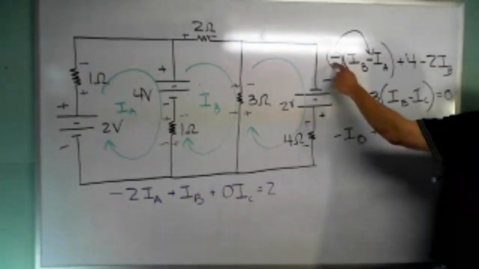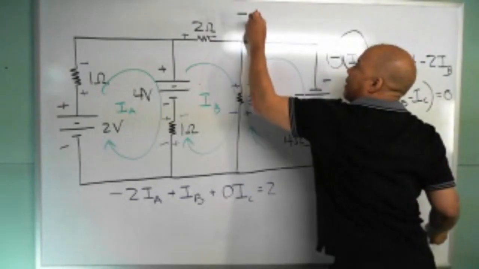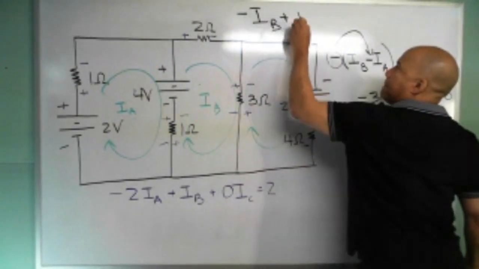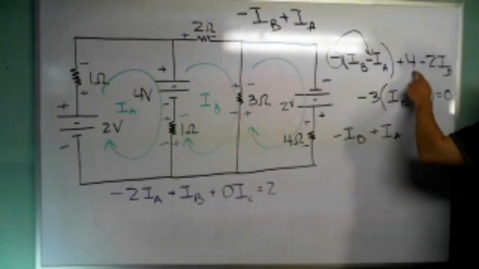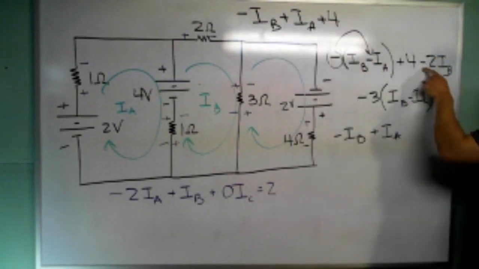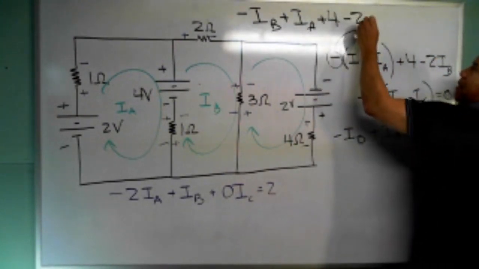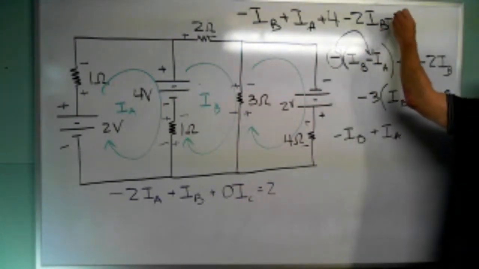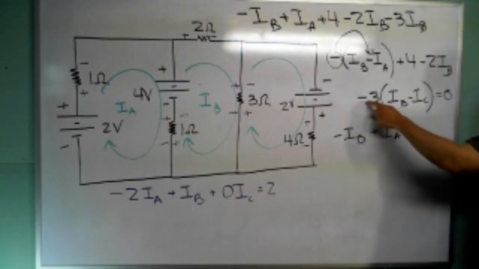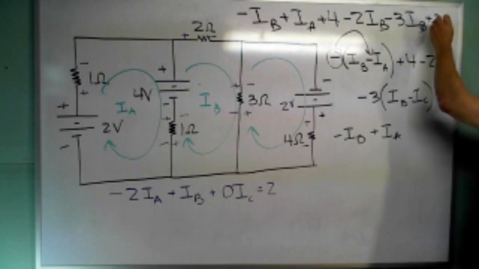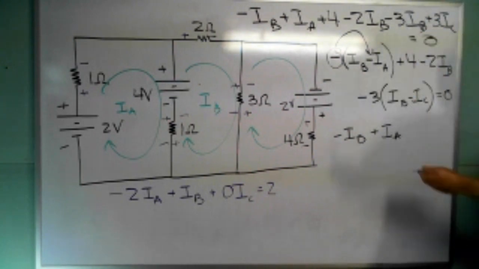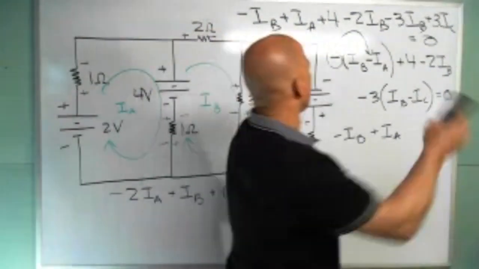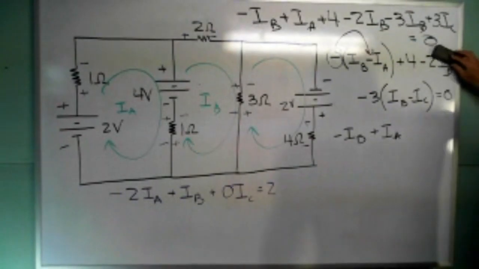So right here, I'll do it again. I got a negative IB. I got a positive IA. I got a 4. I got a -2 IB. I got to do the same thing down here. I got to distribute. So I got a -3 IB, and then this gives me a positive 3 IC, and all that equals 0. If I work it out, that's what I get. Now, you make sure I did it the right way, because like I said, I didn't work this out at all before. So I think that's the right equation.